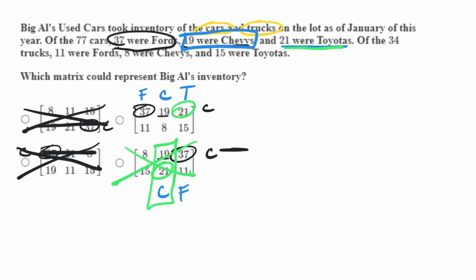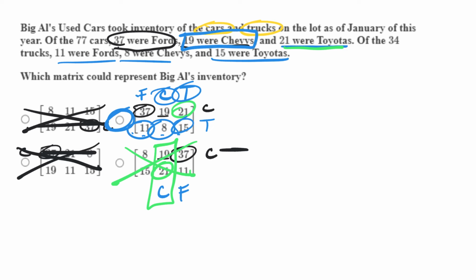So as we move to the truck section, let's see if these all match. 34 of them. If you added these up, that would be 34. That's a good sign. 11 Fords. Well, there's my Ford trucks. Yep, that matches. My Chevy, 8, 8. And then lastly, Toyota, 15, Toyota 15. So this is a solution to the represented matrix.